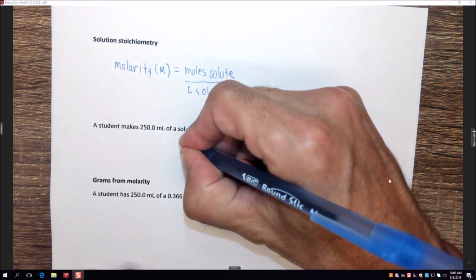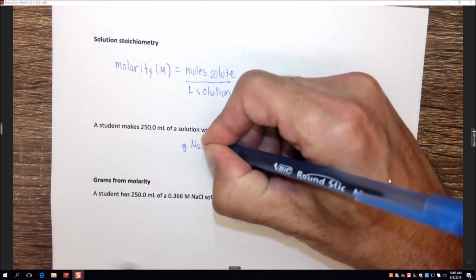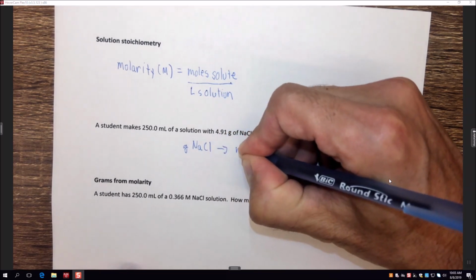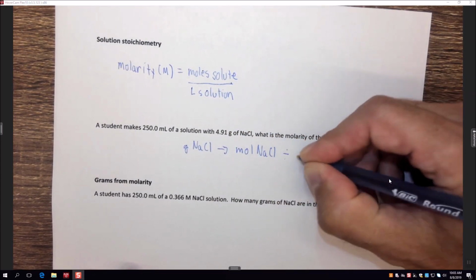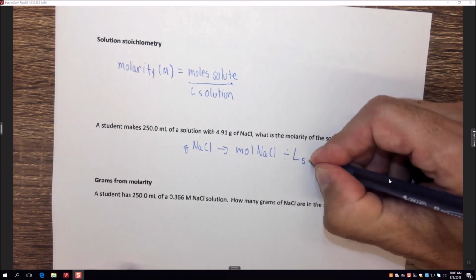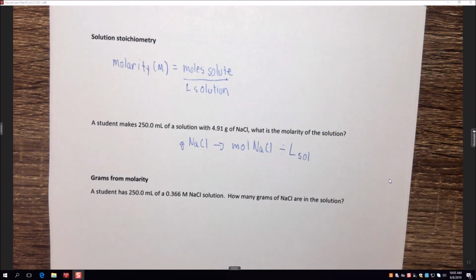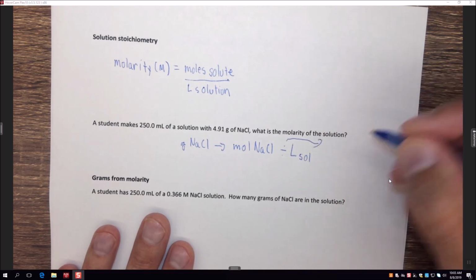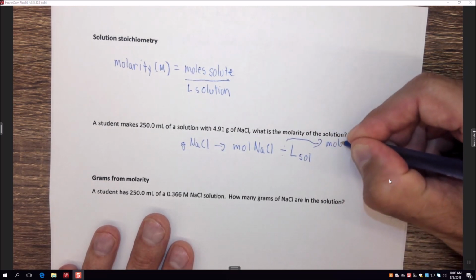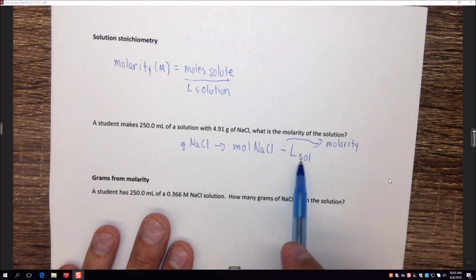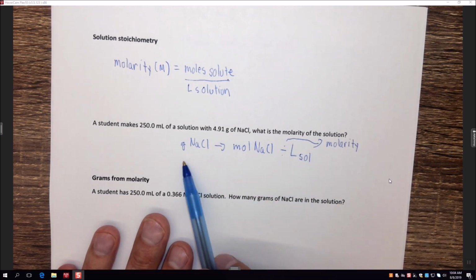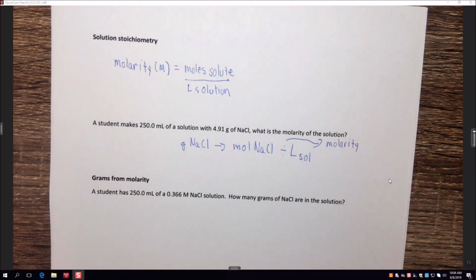So I'm going to convert from grams of NaCl to moles of NaCl, and then I'm going to divide the moles of NaCl by the liters of the solution. And moles divided by liters gives me molarity. Note that this last step is not truly dimensional analysis because I'm changing units. I'm not finding an equality. So it looks like it, but it's not technically dimensional analysis.